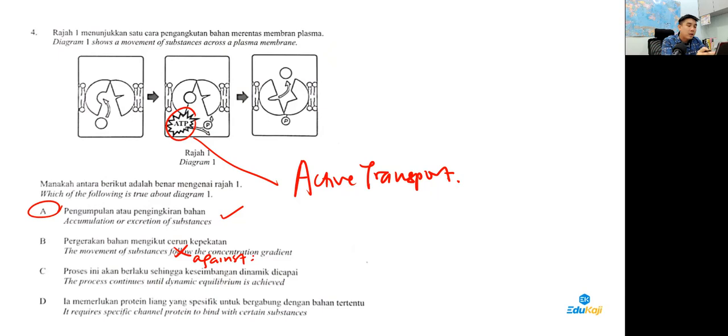Process continue until dynamic equilibrium. No lah, there's no dynamic equilibrium for active transport. Simple diffusion, yeah. Diffusion, yes, but not active transport. Guys, they do not use channel protein. In fact, you can see from the diagram, they use carrier protein.